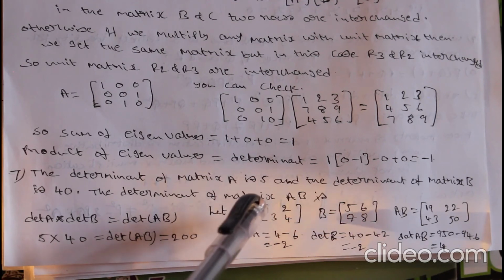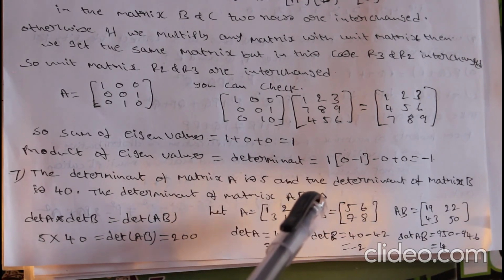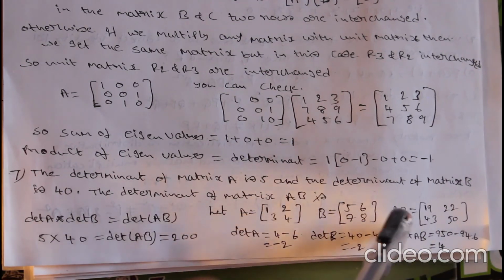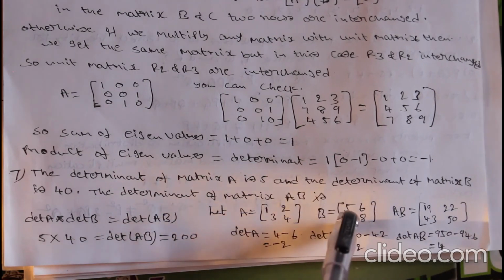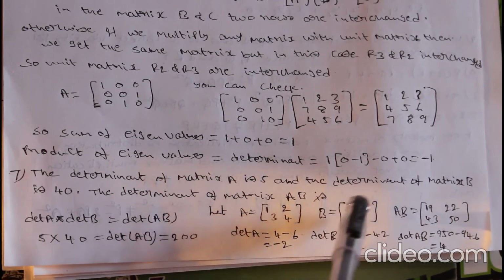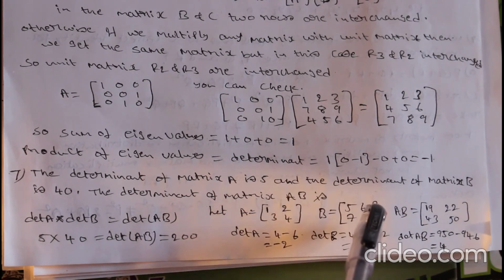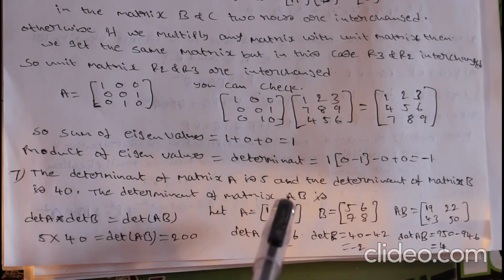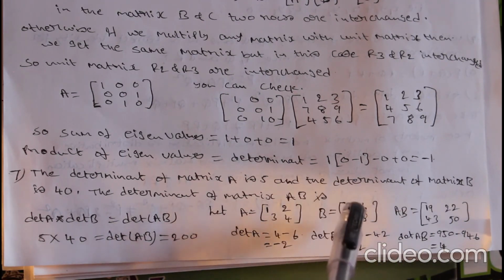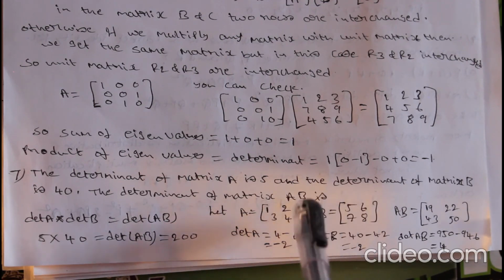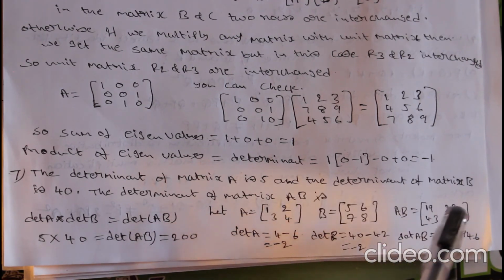Let us take matrix A with elements 1 2 3 4 and matrix B with elements 5 6 7 8. A into B will become 1 into 5 plus 2 into 7, so 5 plus 14, that is 19. And 1 into 6 plus 2 into 8, 6 plus 16, 22. 3 into 5 plus 4 into 7, 15 plus 28, that is 43. 3 into 6 plus 4 into 8, so 18 plus 32, 50.